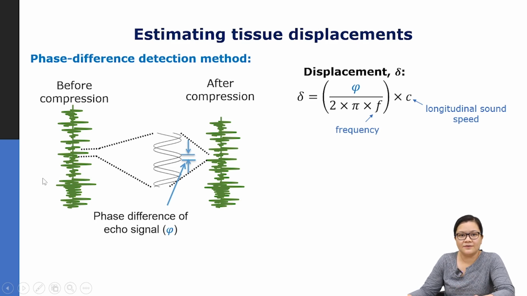Another method is the phase difference detection method. It looks at the differences in phase of a portion of the signal before and after compression. You can see here, this is what a signal would look like before compression. After compression, it might look something like this. If you window a certain portion of the signal and look at the phase differences, you can also compute the displacement based on this phase by using this equation. The displacement equals the phase divided by 2 pi times the frequency, all of that times the longitudinal sound speed. So these are 2 methods to compute displacement.